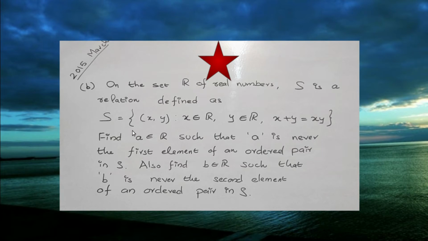Okay, (A, B) belongs to S if it satisfies this condition: A plus B is equal to AB. Ordered pair (X, Y) belongs to S if it satisfies this condition: X plus Y equal to X into Y.